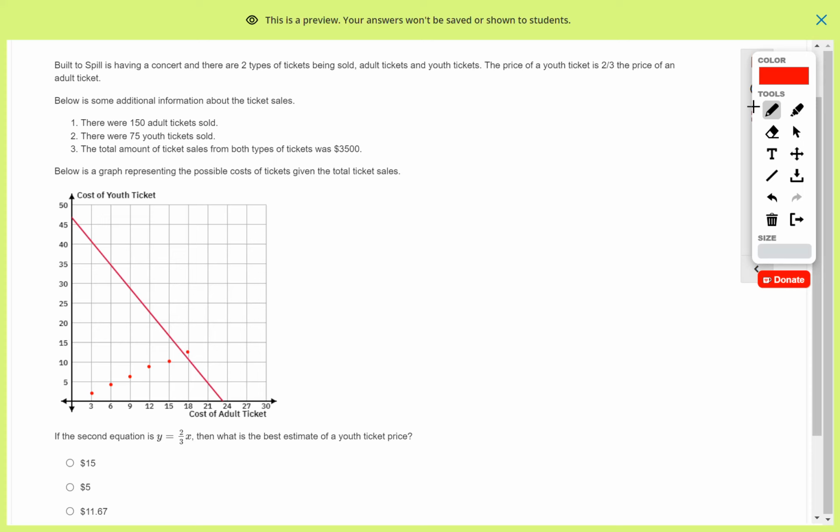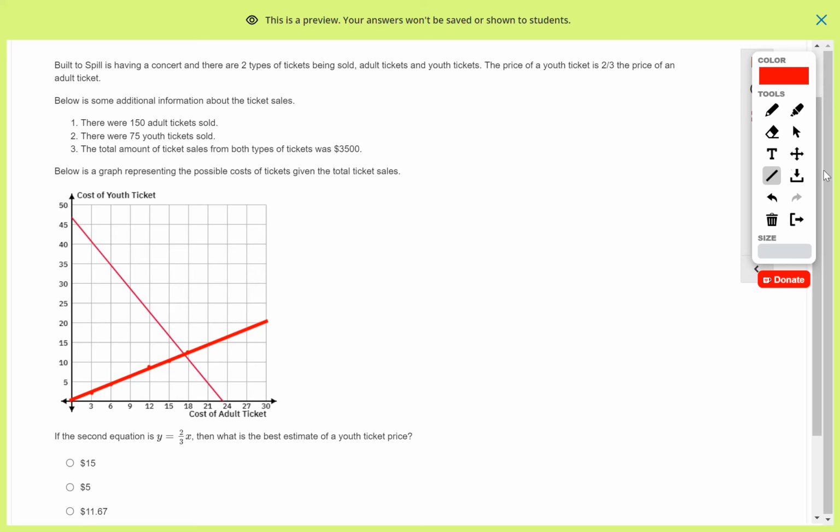And honestly, we've graphed enough points that we can see the line pretty clearly. So if I draw a pretty straight line through all these points, you can get a good idea of my possible ticket sales, or my possible costs of adult tickets versus youth tickets, given these 2 equations. And now I can see that at about maybe $17, something like that, and about $12 or something like that is my two costs of the tickets.